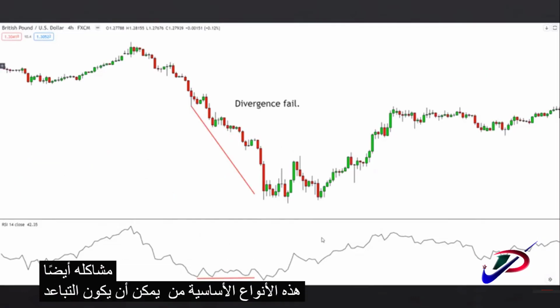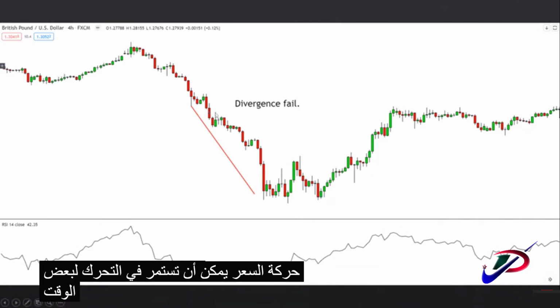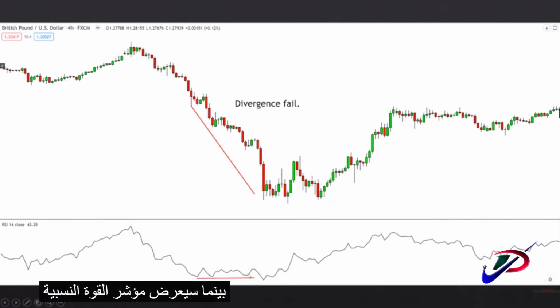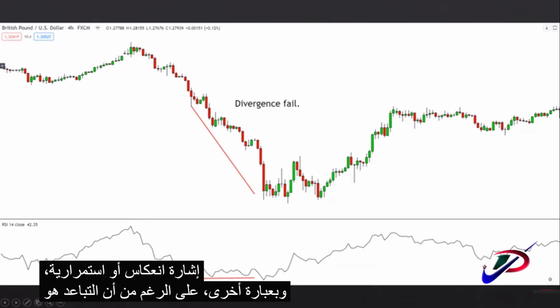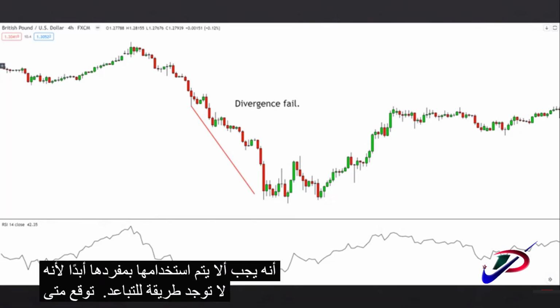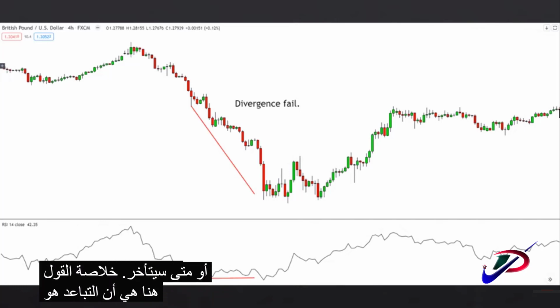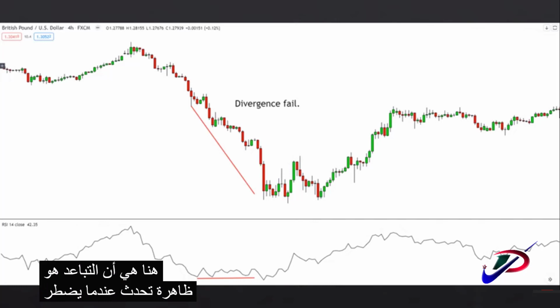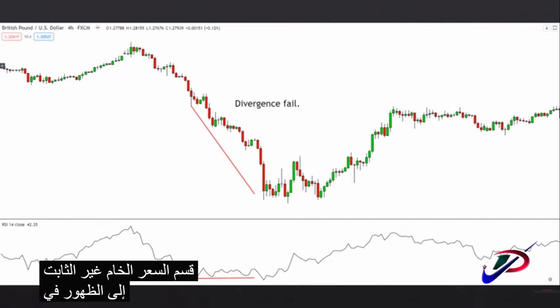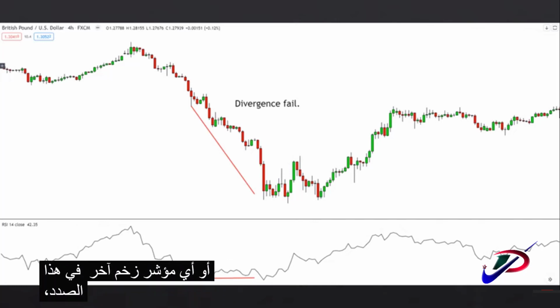These basic types of divergence can be misleading sometimes because price action can keep traveling for quite some time, while the RSI will be displaying a reversal or continuation divergence signal. In other words, even though divergence is a powerful idea, it must never be used by itself because there is no way of predicting when the divergence will work immediately or when it will be delayed. The bottom line here is that divergence is a phenomenon that happens when the raw non-stationary price action is forced to be displayed in a stationary framework like the RSI or any other momentum indicator for that matter.